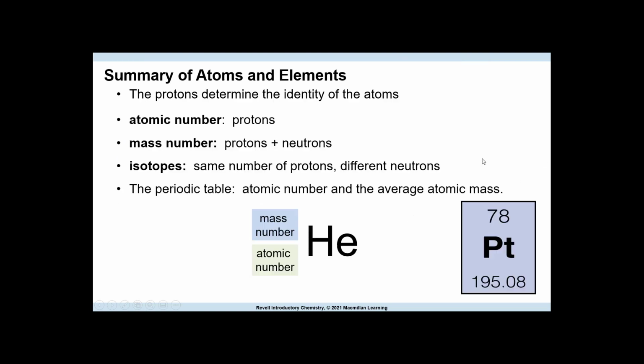Okay, so summary of atoms and elements. Protons determine the identity of atoms. Atomic number is protons. Remember, that's the address on the periodic table. Mass number is protons plus neutrons. Isotopes: same number of protons, different amount of neutrons. The periodic table gives the atomic number and the average atomic mass.